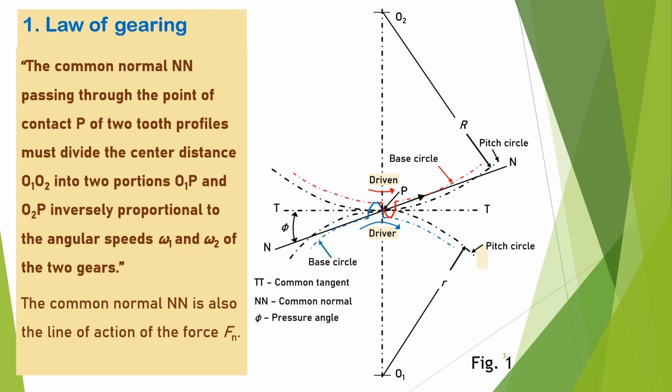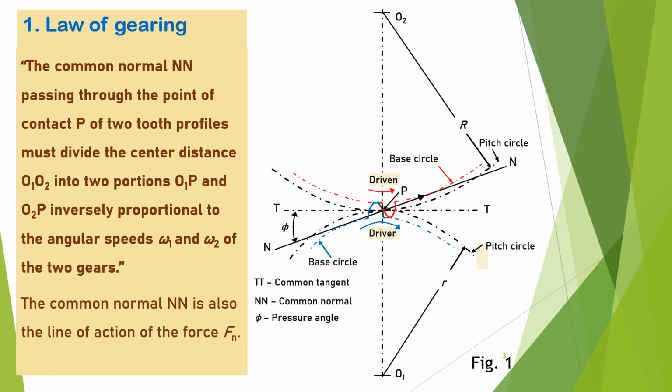For proper operation of the gearing, the law of gearing must be satisfied. Before I read the statement, please refer to figure 1 on the right. In the figure, a pair of teeth is shown in mesh. The driver gear has a pitch circle radius of small r and is rotating at angular speed omega 1. The driven gear has a pitch circle radius of capital R and rotates at angular speed omega 2.